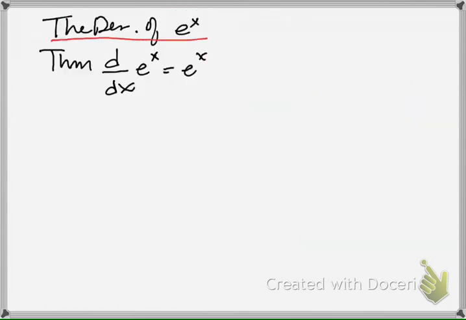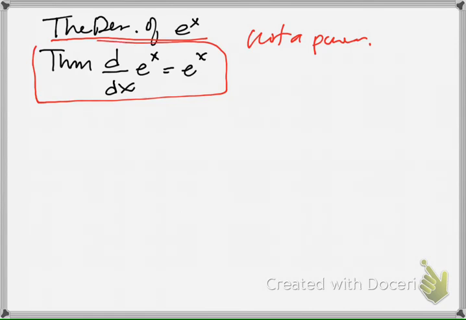Now we wanted to look at the derivative of the function e to the x. This is not a power function, because this is an exponential function. The theorem says that if I take the derivative of e to the x, I just get e to the x. I will formally do the proof of this in class using the limit definition. But using this, let's find the derivative of this function here, 7e to the x minus 12x squared.